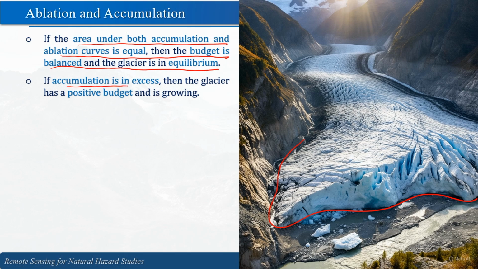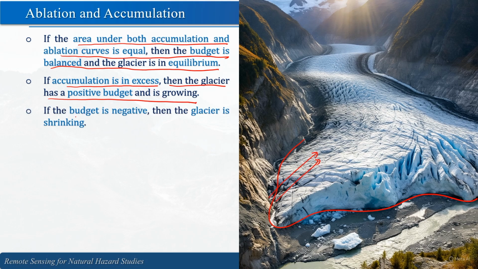If accumulation is in excess, then the glacier has a positive budget and it is growing. Slowly it will start growing. If the budget is negative, then the glacier is shrinking.